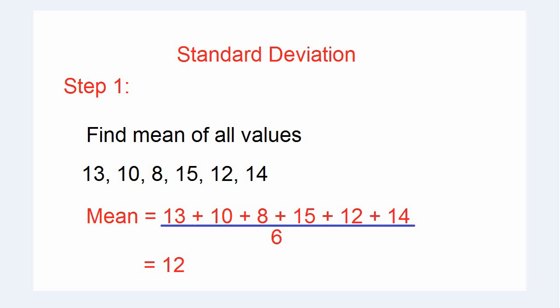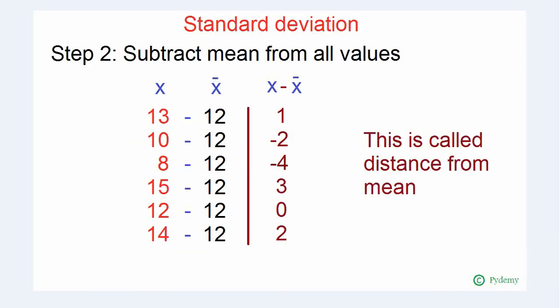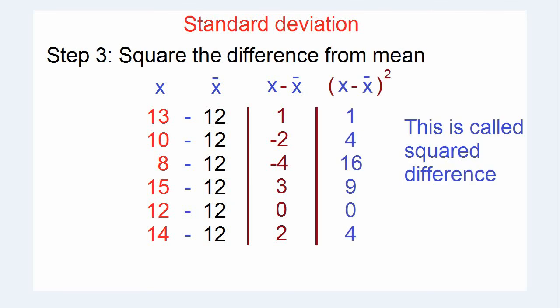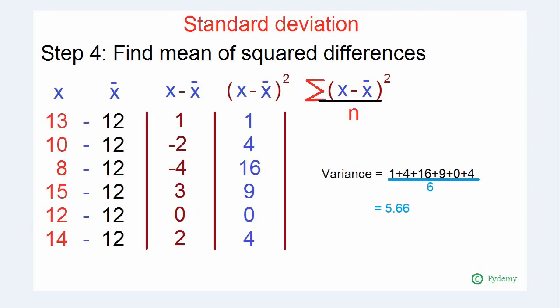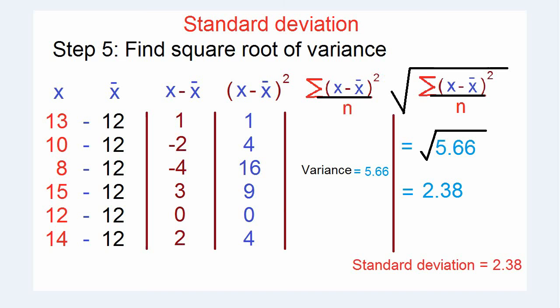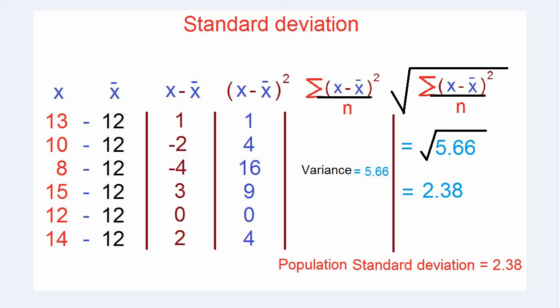A quick review of 5 steps. Step number 1, find mean of all values. Step number 2, subtract mean from all values. Step number 3, square the difference from mean. Step number 4, find mean of square differences. And step number 5, find square root of variance. So you have calculated standard deviation 2.38. This is called as population standard deviation.